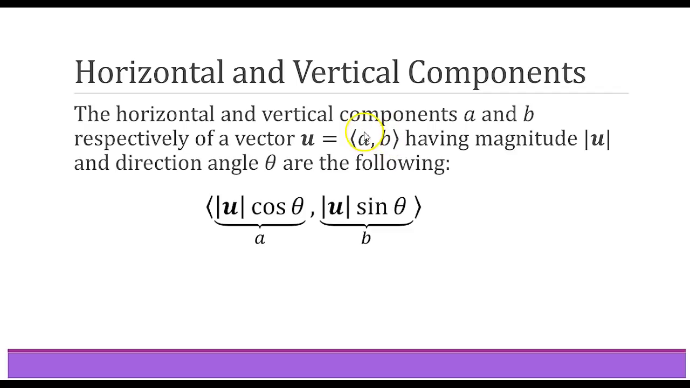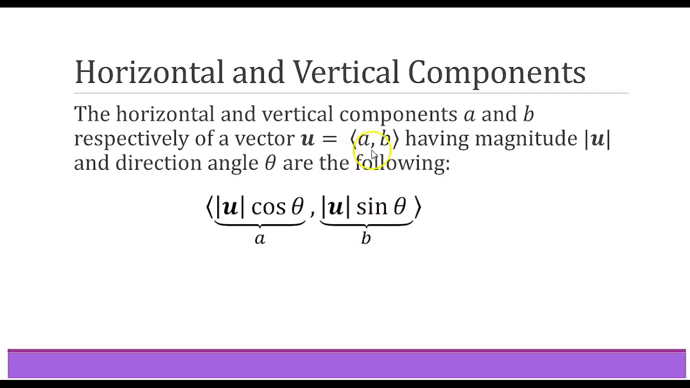So in order to find the horizontal and vertical components, if we have the magnitude of the vector and we have the direction angle, we can find the horizontal and vertical components, a and b, by taking the magnitude times cosine of the direction angle, that would be the horizontal component, and then the magnitude times sine of the angle, that would be the vertical component. So this is all about working backwards, essentially.